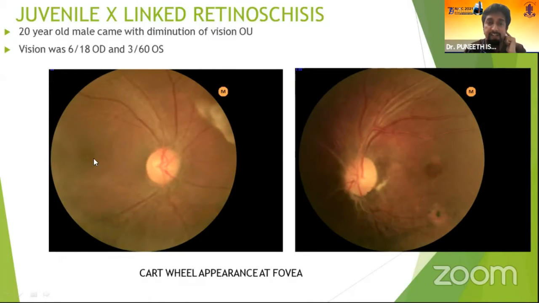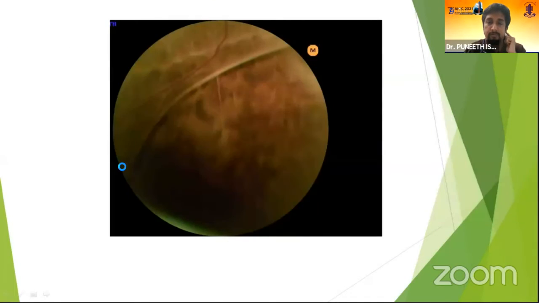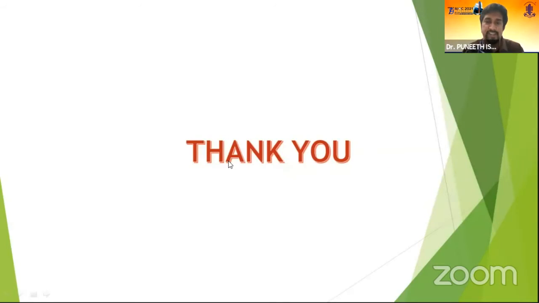Then this is a case of X-linked retinoschisis, which is seen in younger patients. So you will find a schitic fovea here. So I would like to conclude my talk by saying it's important for us to identify if it's intraretinal or subretinal fluid. It goes a long way in helping come to the right diagnosis. Thank you.